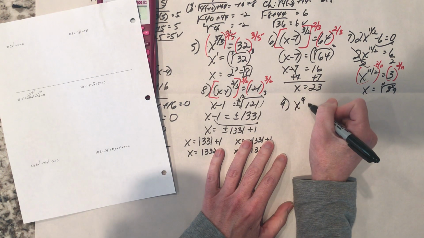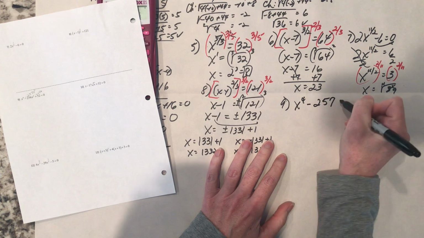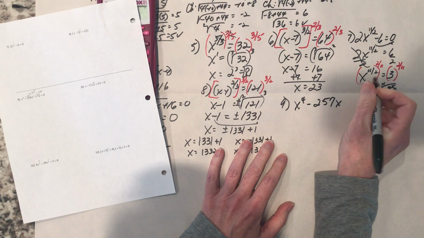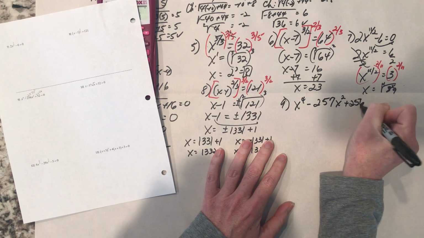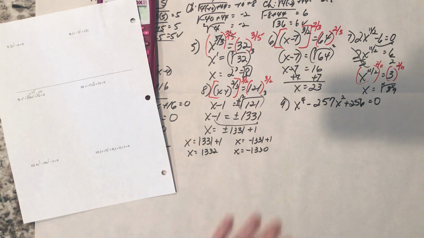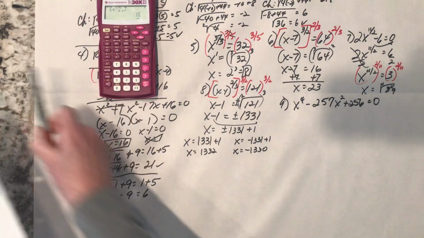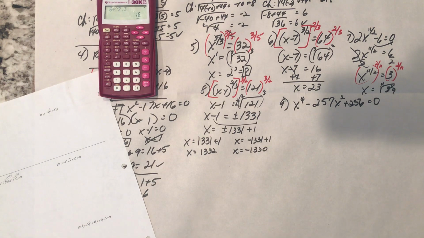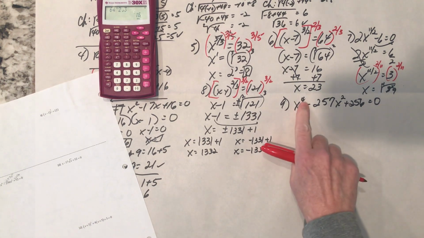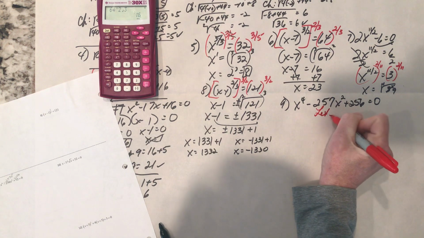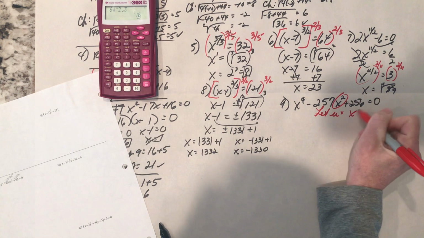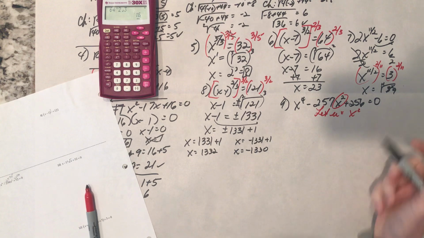X to the 4th, change this problem to negative 257x squared plus 256 equals 0. That's it correctly written. Okay, let's see. Let's do our change up. We've got a problem here because this is not a normal squared and x to the 1st power, so we're going to need to do some substituting. Remember, you're going to grab that one each time.